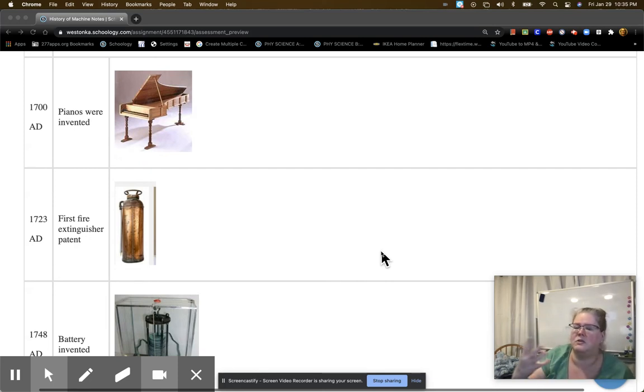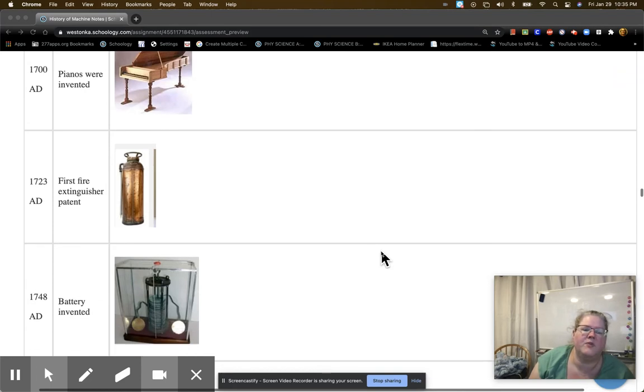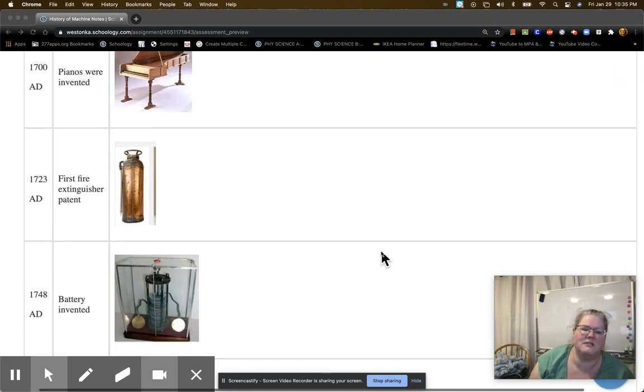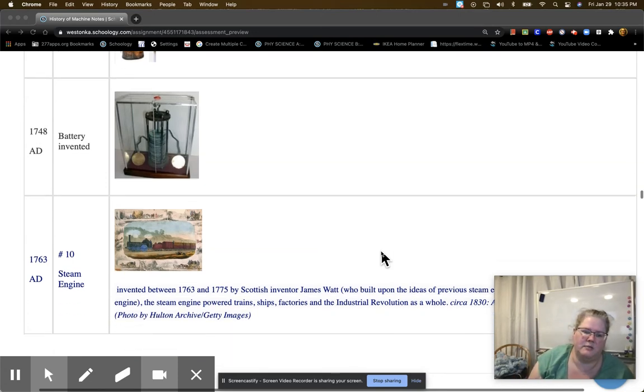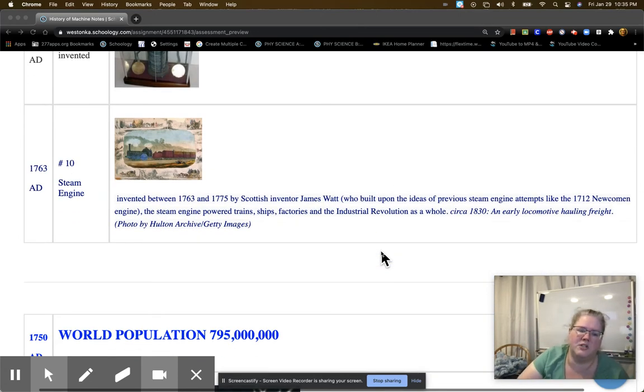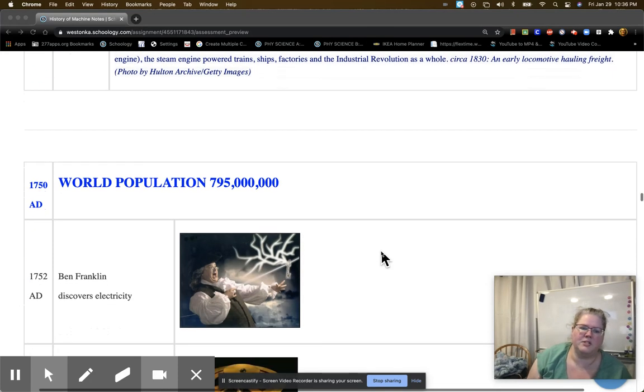They had a tool to help them express their music. The fire extinguisher was patented in 1723. We've known about battery technology a long time, but a battery that's usable again and again, 1748. The 10th greatest invention of all time in 1763 was the steam engine by Scottish inventor James Watt. And you're going to learn more about James Watt, because one of our units coming up is actually called the Watt. So, world population by 1750 has hit 795 million.